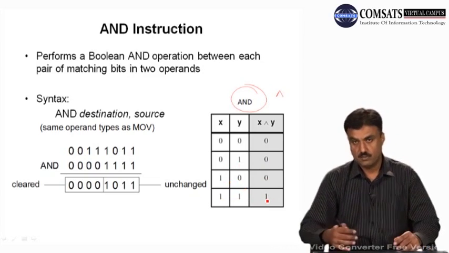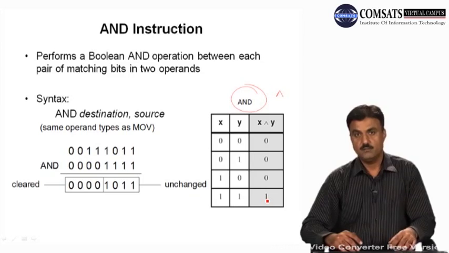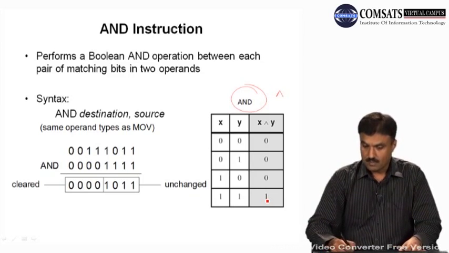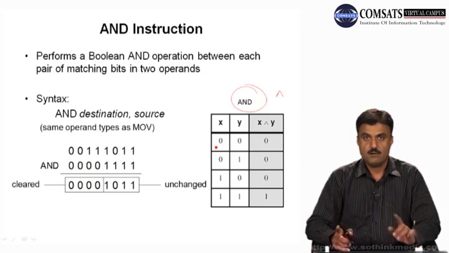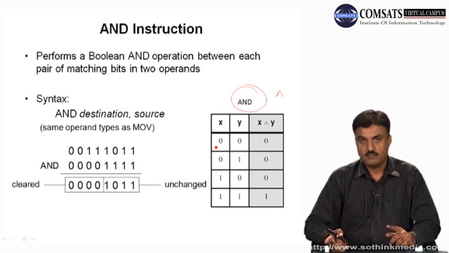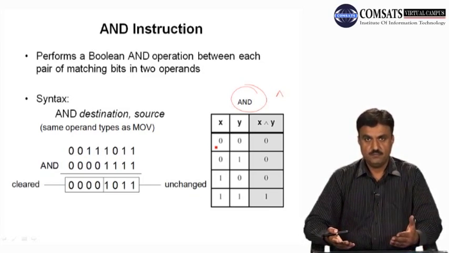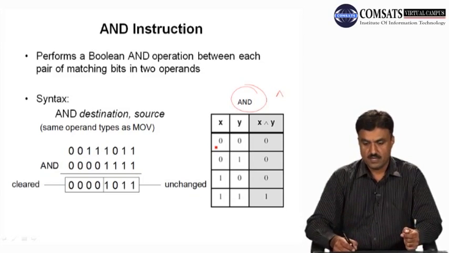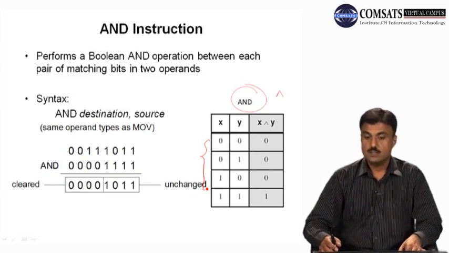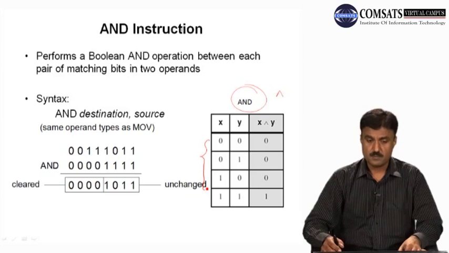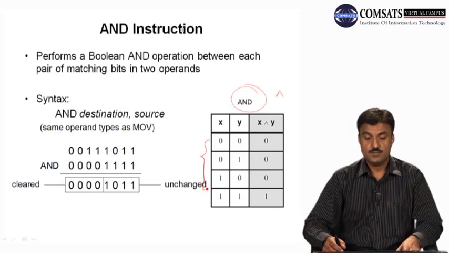This is very easy, just to recall the concept of AND or the Boolean operations. When the two bits which we are comparing are not both 1, the result will not be 1. If both are 1, then the result will be 1. If either bit is 0, then the output will be 0. You can see all this inside this truth table. So the AND instruction performs a Boolean AND operation between each pair of matching bits in two operands.